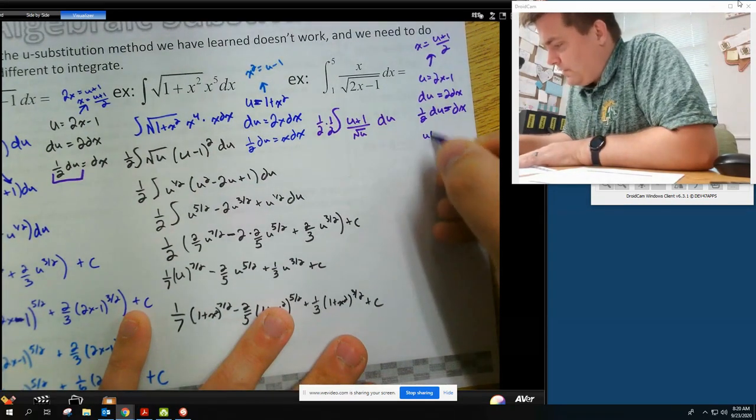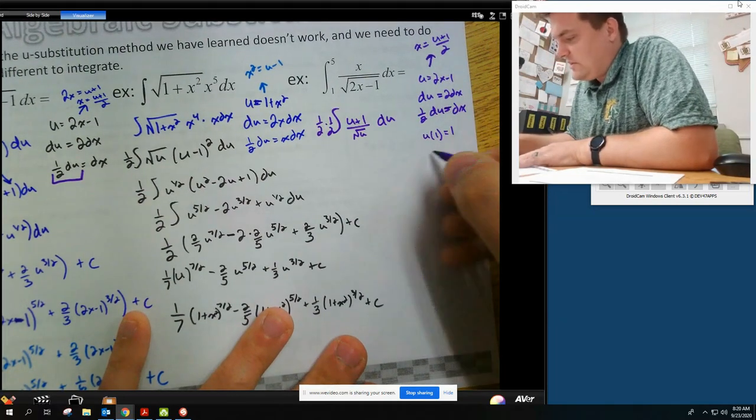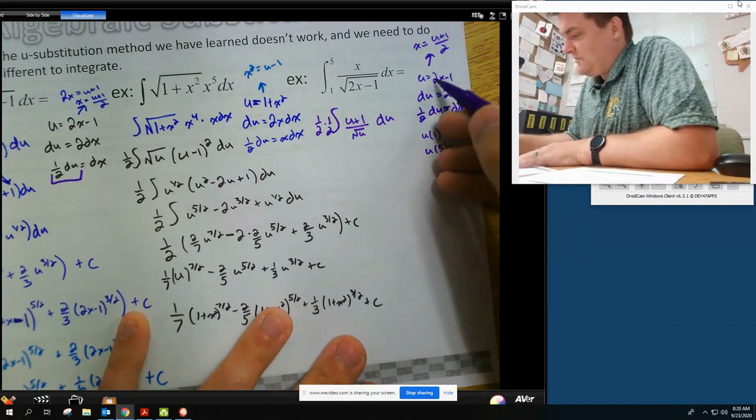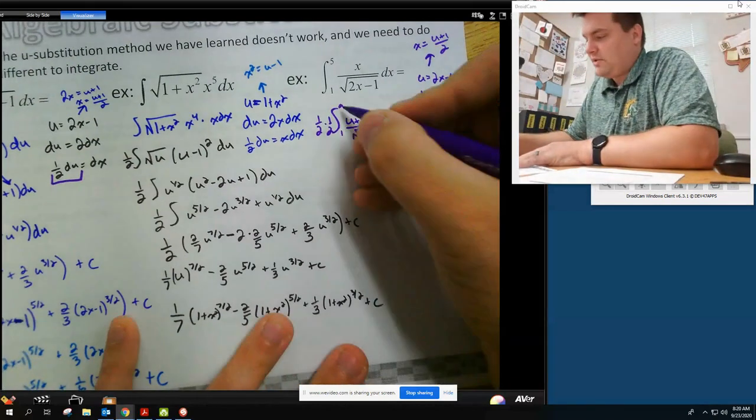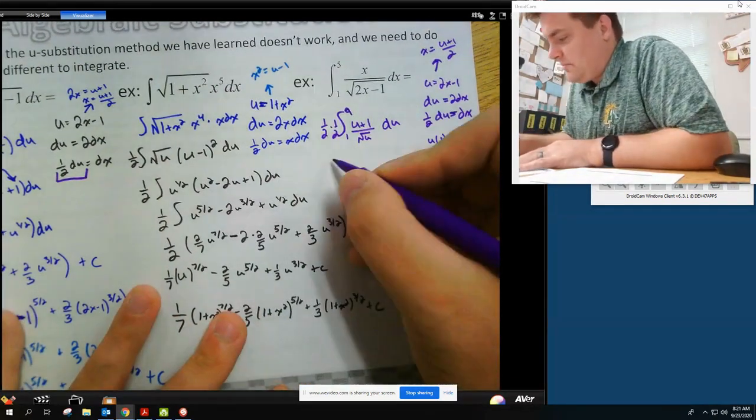So if I plug in a 1, I'm going to get 2 times 1 minus 1, which is 1. Oh, that's super convenient. If I plug in a 5, I'm going to end up getting 2 times 5 minus 1 is a 9. So 1 to 9, which is nice. I do not need to convert this back now. I'm ready to go. So I'm going to get 1/4.